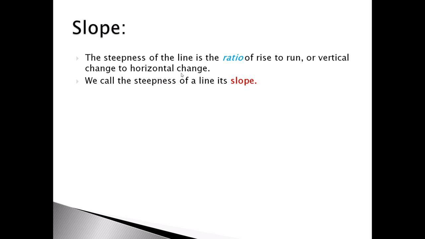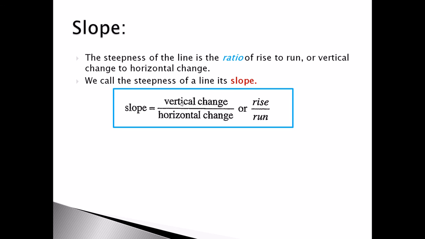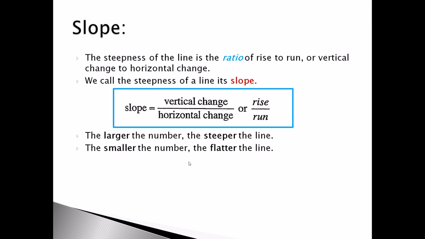We call the steepness of the line slope. So how steep is the line? And here's your vertical change divided by your horizontal change. So if it's going up a lot and across a little, that's a pretty steep line. But if it's going up a little and across a lot, it's not a steep line. So the larger this ends up being, the steeper the line. And of course, the smaller it is, the flatter the line.